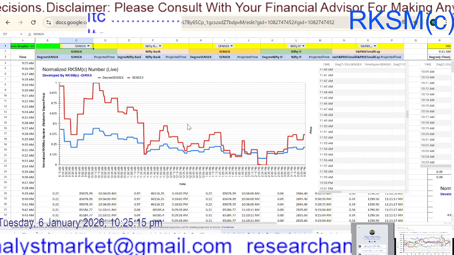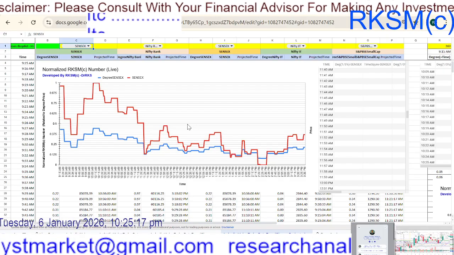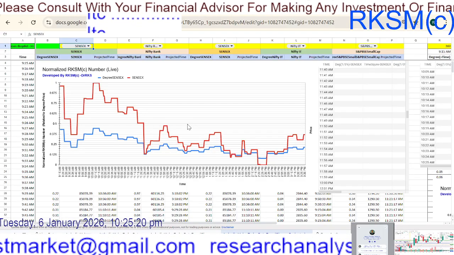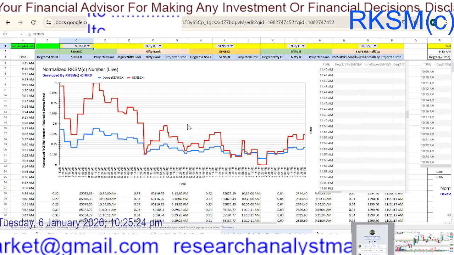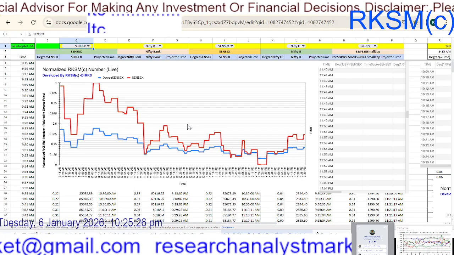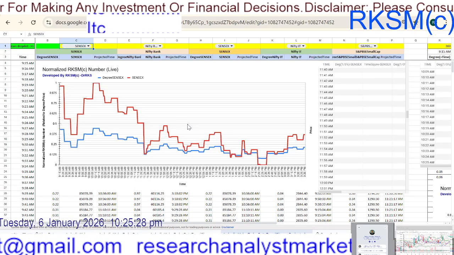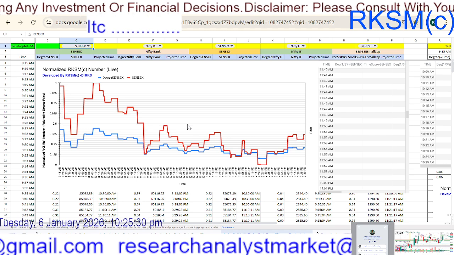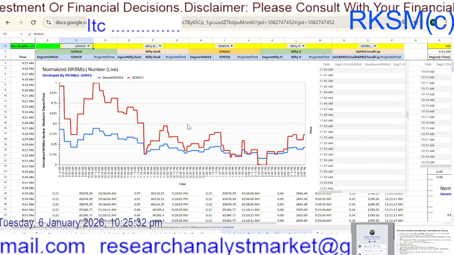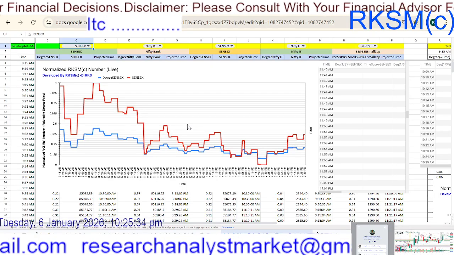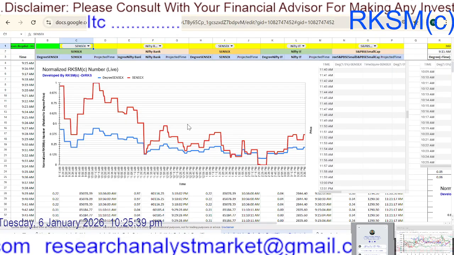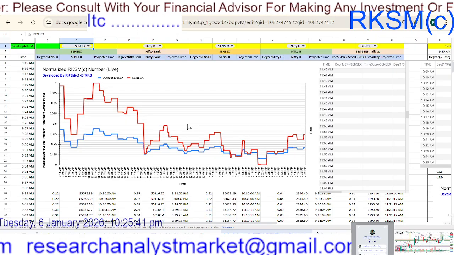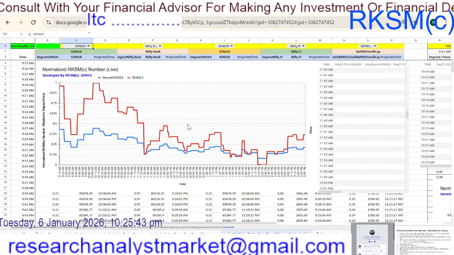Whatever we have demonstrated here is only for showing our developed tool. If you want to make any financial transactions, you need to consult your financial advisor. Whatever I demonstrated to you is only for my tool's capability. I just demonstrated the capability of the tool which we have developed.